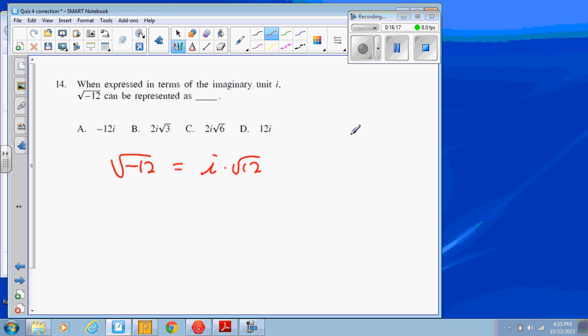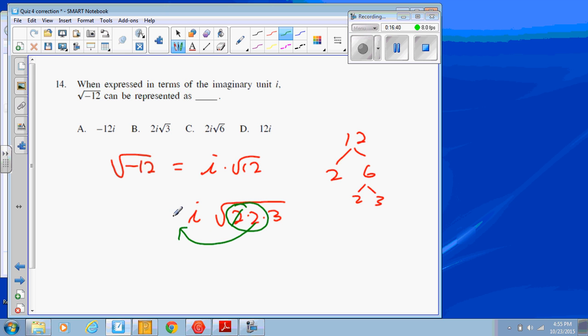So the square root of 12, I'm going to remember 12 breaks down to be 2 times 6, which is 2 times 3. So 2 times 2 times 3 is 12. So it's i times the square root of 2 times 2 times 3. Remember, inside the square root, we have pairs that can be circled. So these guys, one of them crosses out and one of them comes out front. So I have 2i square root of 3, and that's the final answer right there, B.